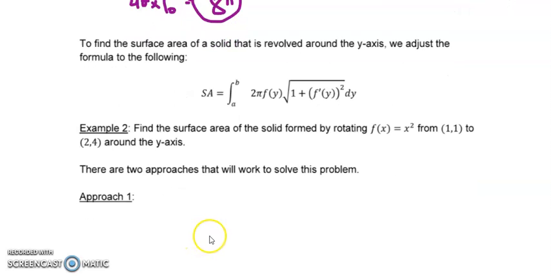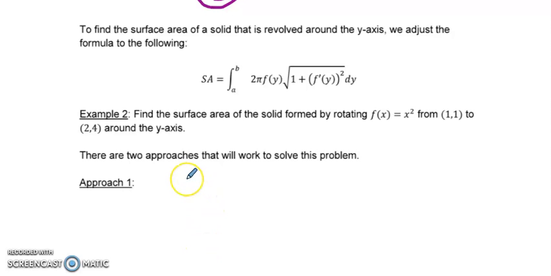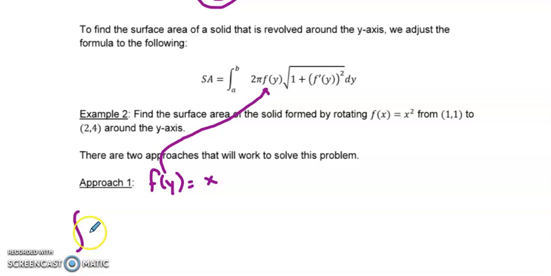We have two different approaches to this problem. We know that f of y equals x. So let me write that down for you. F of y equals x. So right here where we have f of y, we're allowed to just write in x. So let's do that. We'll have 2 pi, and then instead of f of y, we put in x. And then since f of x equals x squared, we can say that f prime of x equals 2x.